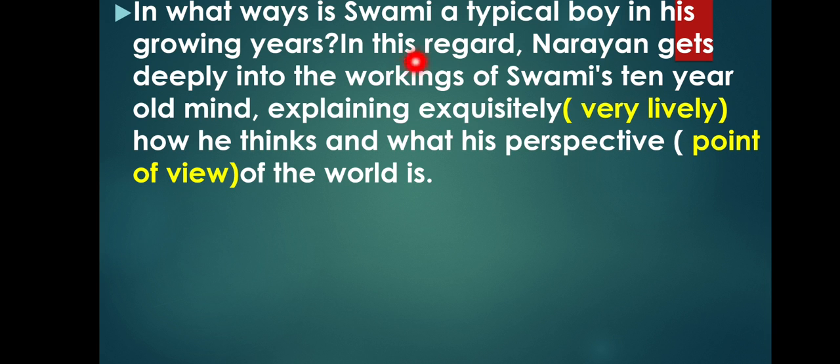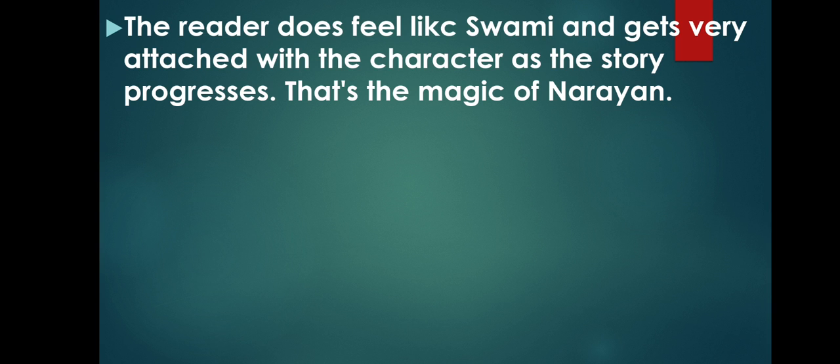But the author also tells us through the mind of this 10-year-old boy what he thinks and what his perspective about the world is. Then the reader does feel like Swami and gets very attached to the character as the story progresses. When you read the story, about Swami and his friends, you get attached to this boy. You find that this is not just a character of a story, this is just another boy who lives next door. And this is what the writer wants to tell us, that as the story progresses and time moves on, you find that you are getting closer to the main character, Swami.